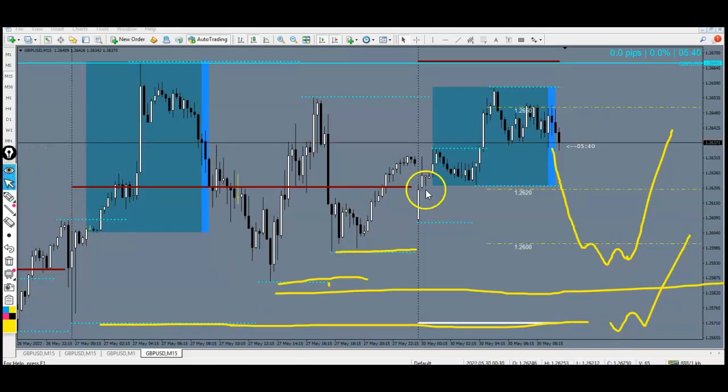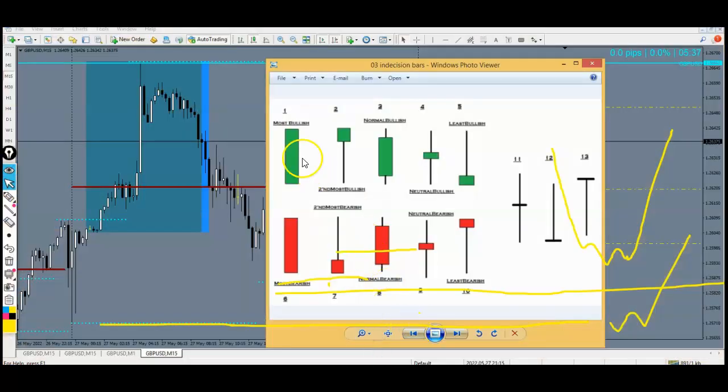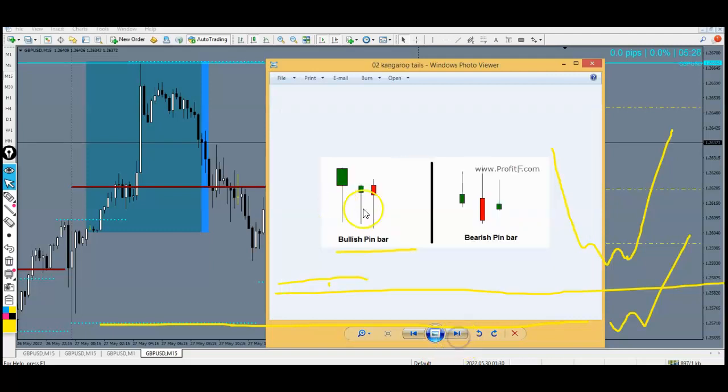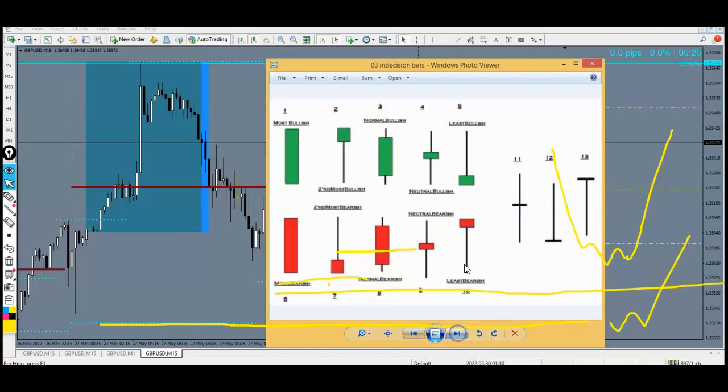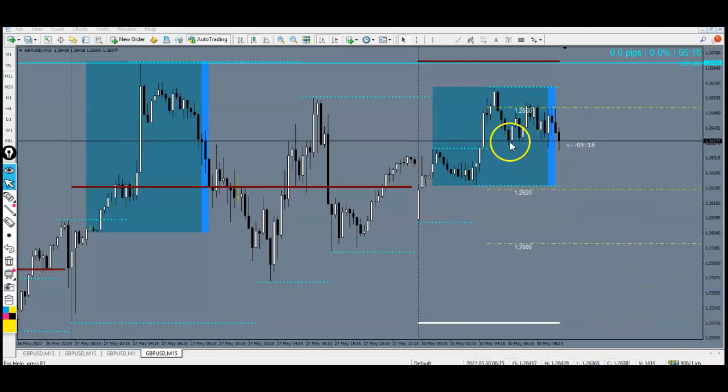All we'll be looking for is those set of candles that we like to see: either a bullish engulfing candle or a bearish engulfing candle, as the case may be, kangaroo tails, spinning tops, or just dojis, indecision candles. That is all we're looking for at those various levels for us to take a trade.